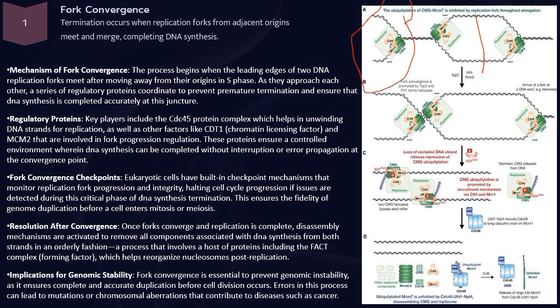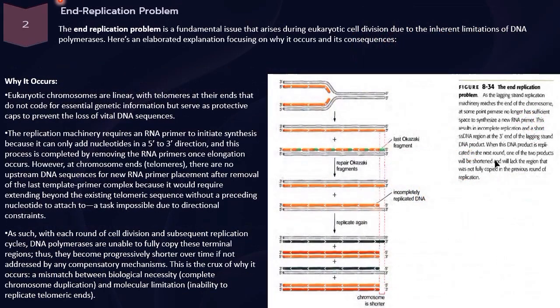Now let's move forward to the end replication problem, which is a fundamental issue that arises during eukaryotic cell division due to the inherent limitations of DNA polymerase. Suppose this is the end of a chromosome. During the process of DNA replication, this entire DNA strand will get converted into single-stranded DNA, then the DNA synthesis takes place.